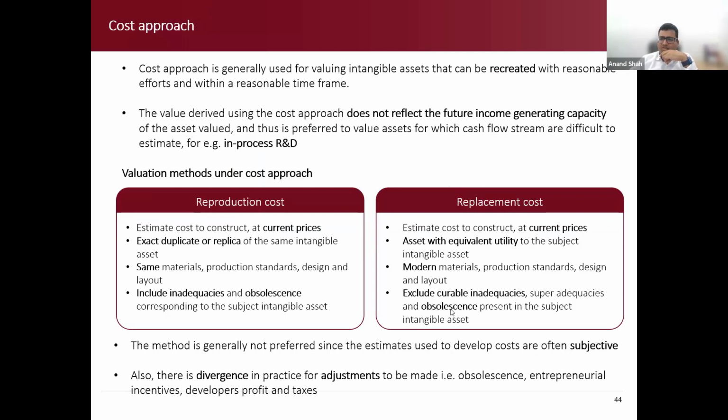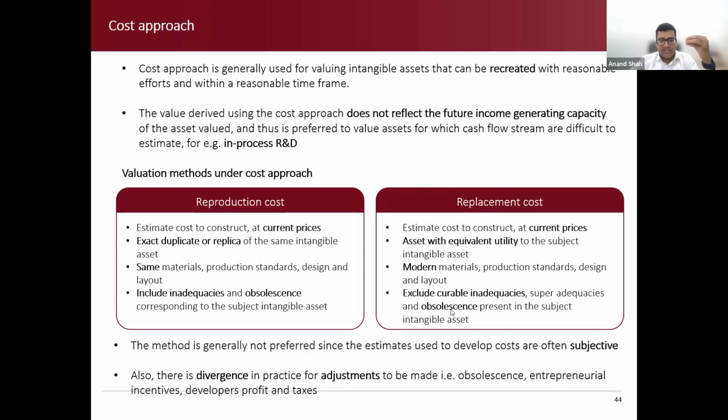Typically, you look at any kind of technology which is being used in-house, which is not generating separate cash flows for you, or any in-process R&D which has not yet reached the stage where you are able to see the economic feasibility of it. As per accounting standards, when you are incurring those costs, you're not allowed to capitalize, but when you're doing a transaction, in-process R&D is allowed to be brought on the books at fair value. Now there are two methods under the cost approach: reproduction cost and replacement cost.